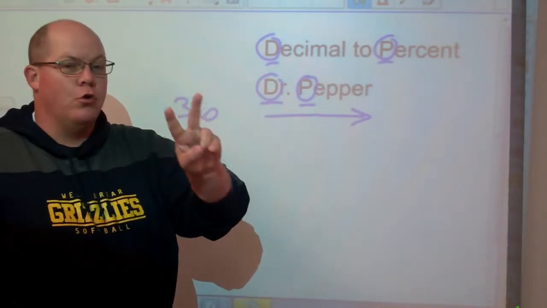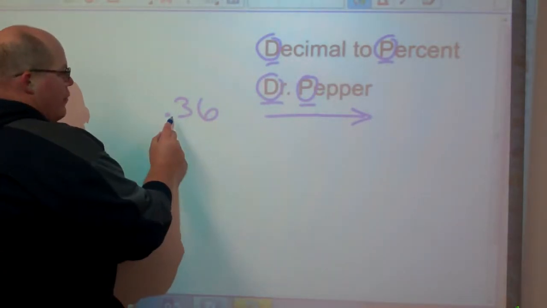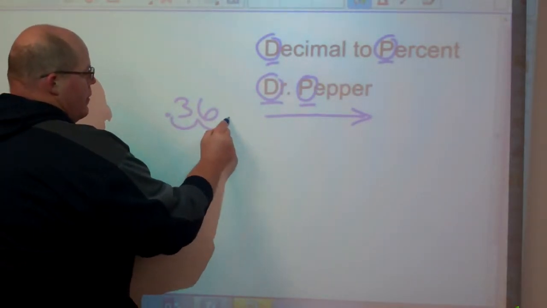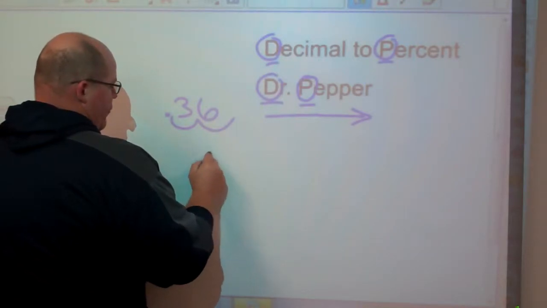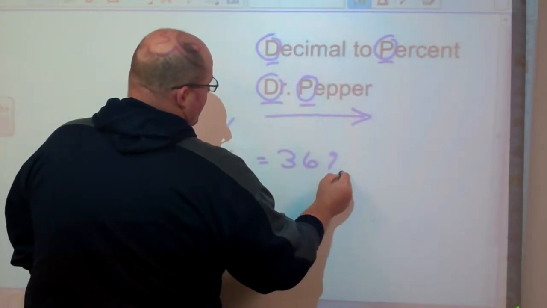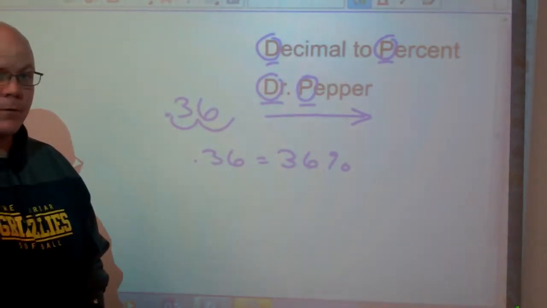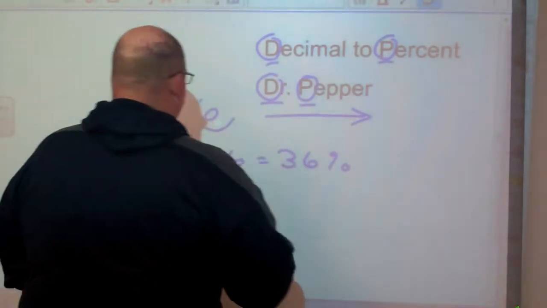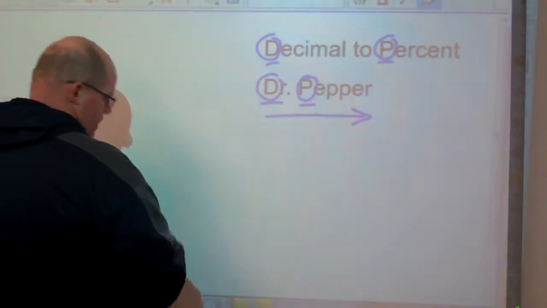I'm moving 2 places. So I'm going to move my decimal 2 places. 1, 2. So 0.36 equals 36%. Okay? Using Dr. Pepper. Easy. Let me give you another example.